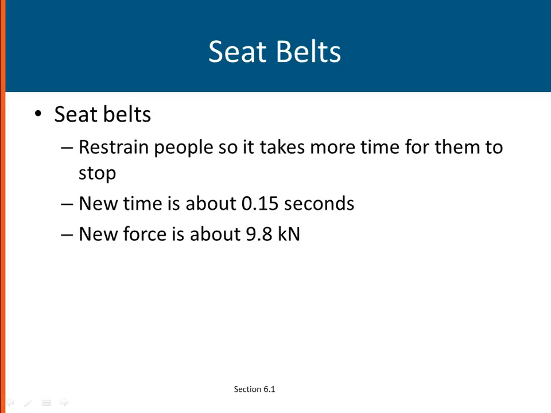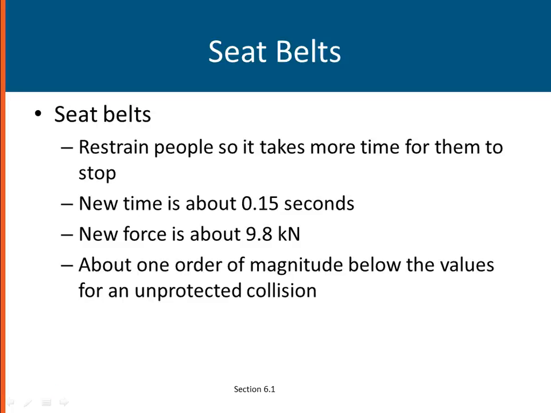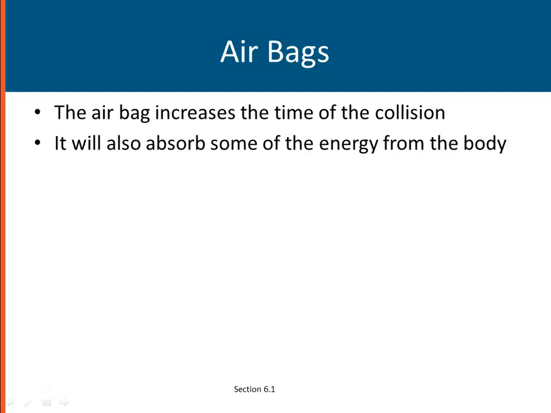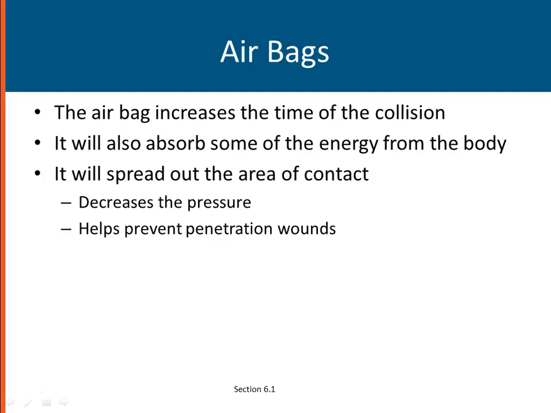Now it's still pretty big. It's 9.8 thousand newtons, so it's still just under 10,000 newtons. However, it is about 1 order of magnitude below the values for an unprotected collision. Airbags are similar in that airbags increase the time of the collision. They also absorb some of the energy from the body. It takes some of that energy into the airbag, and it spreads out the area of contact, which decreases the pressure and helps prevent penetration wounds. So in a car crash, we can increase the time, which in turn decreases the force, by using both seatbelts and airbags.